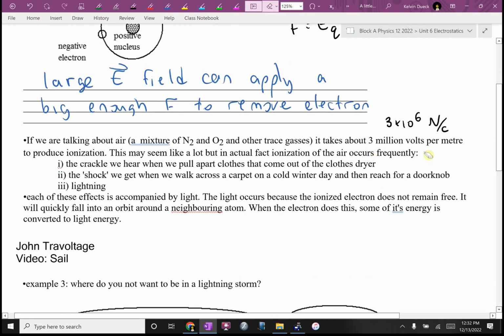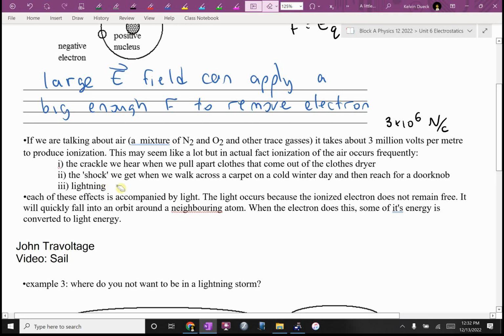This 3 million volts per meter, newtons per coulomb, it might seem like a lot. It happens all the time. It happens in the crackle you hear when you pull apart clothing that comes out of the clothes dryer on a dry day. You might occasionally hear some static, especially if you haven't put in some kind of a fabric softener to get rid of the static. Depends on the fabric there as well. I have a couple of shirts that come out and they're always crazy staticky.